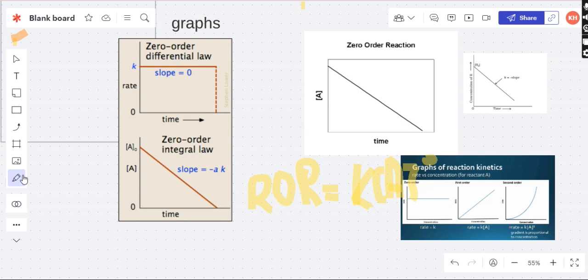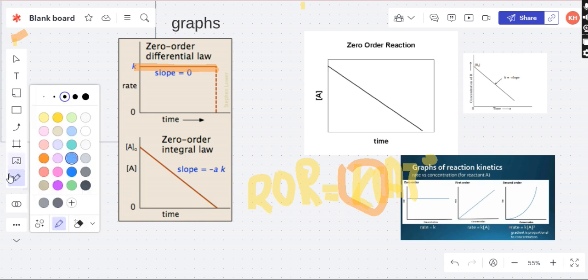As you can see here, the rate of reaction is not dependent upon the time, it's only dependent upon this constant. So it's a straight line graph, right? A straight line graph parallel to the time axis, not dependent upon the time. If you see this one graph, okay, there's one more graph. Let's just discuss that graph. Then I'll be proceeding further to another graph.